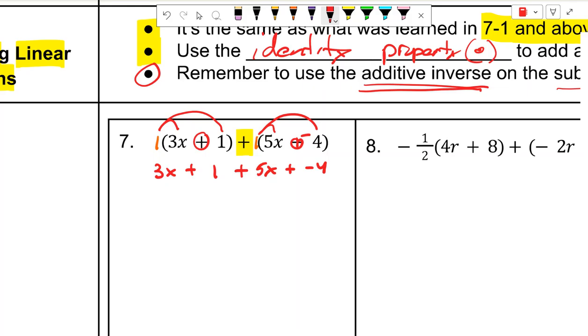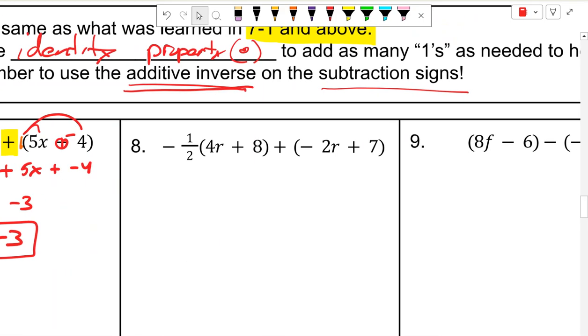Now we're back up to the very beginning of the notes where we add out of order, which is the commutative property. And 3x and 5x together is 8x. 1 plus negative 4 is negative 3. And we can write this better as 8x minus 3. And that is a simplified version. Let's try another.